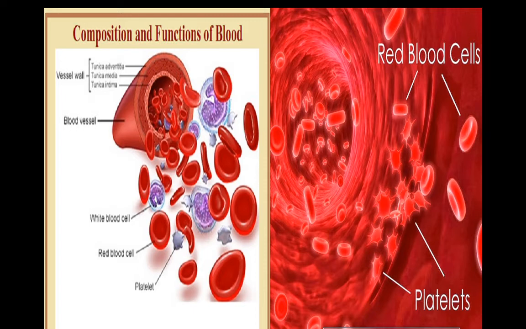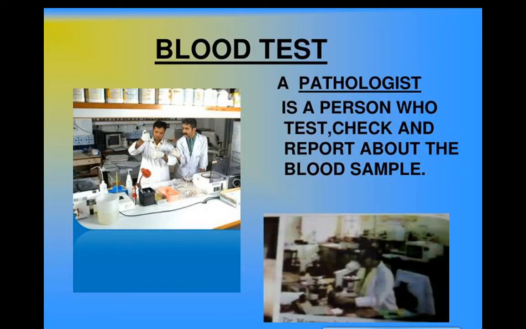Understood why I am giving the information about the blood? See, the blood is made up of water, WBC, RBC, and platelets. When the platelets are in lower amount, then there is malaria, and that we can detect with our blood test. So you can see here about this blood test.